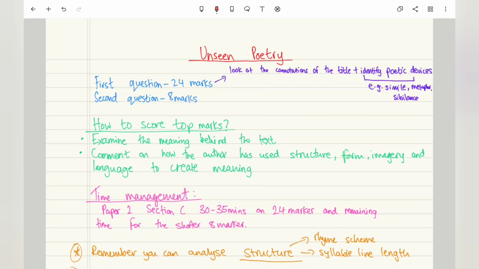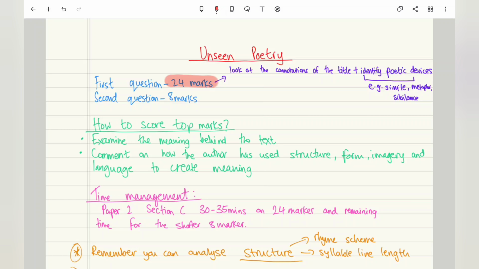Now the first question is going to be worth 24 marks, and for the first question what I would recommend for students to do is to look at the connotations of the title, and often the title gives you clues of what the poem will be about. And also identify the poetic devices such as simile, metaphor, and sibilance. So that's for the first question.